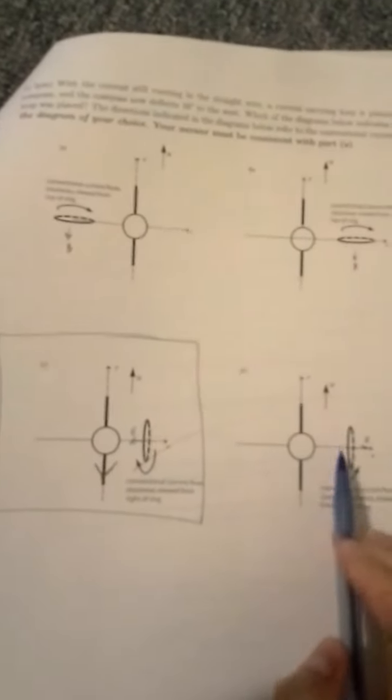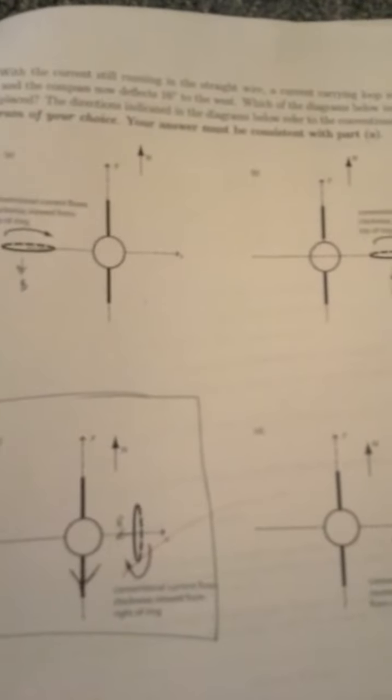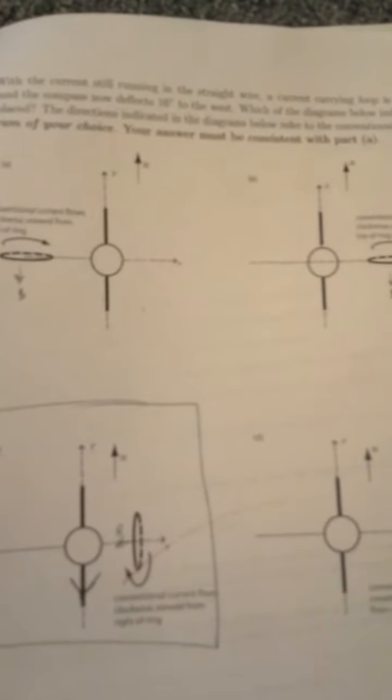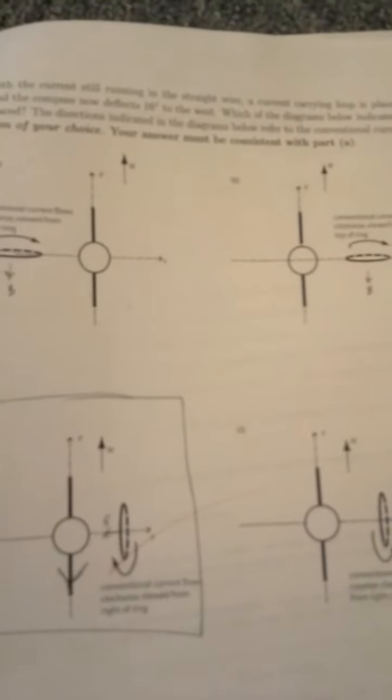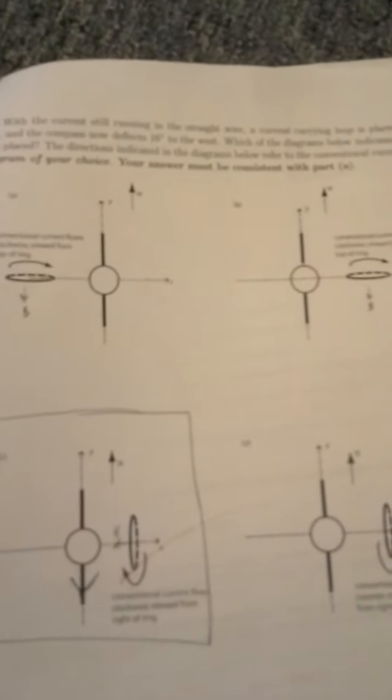Part C gives us these 4 drawings with different rings located at the compass. And the statement says, with the current still running in the straight wire, a current carrying loop is placed near the compass, and the compass now deflects 16 degrees to the west. And it asks you to find which of the diagrams indicates where the loop was placed. And so you have to choose one. And it needs to be consistent with part A.